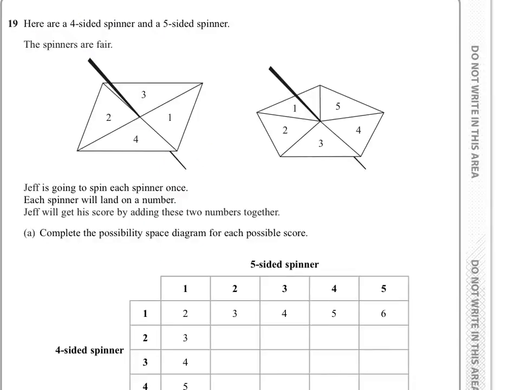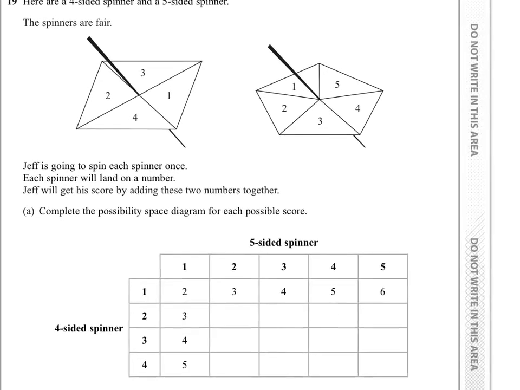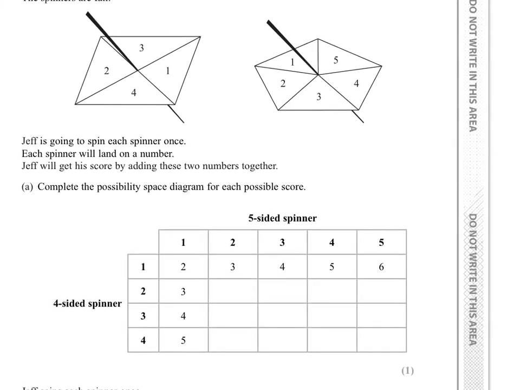Question 19. Here are a 4-sided spinner and a 5-sided spinner, and it says the spinners are fair, which means they've got an equally likely chance of landing on each of their numbers, i.e. not biased. Jeff is going to spin each spinner once. Each spinner will land on a number, and Jeff will get his score by adding these two numbers together. Complete the possibility space diagram for each possible score.